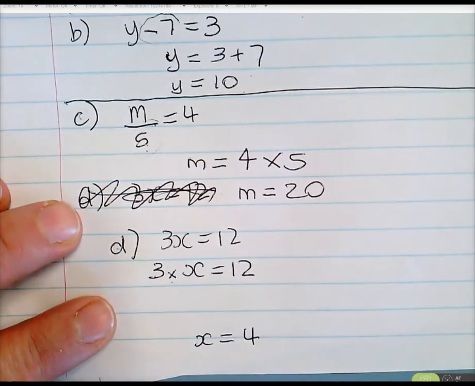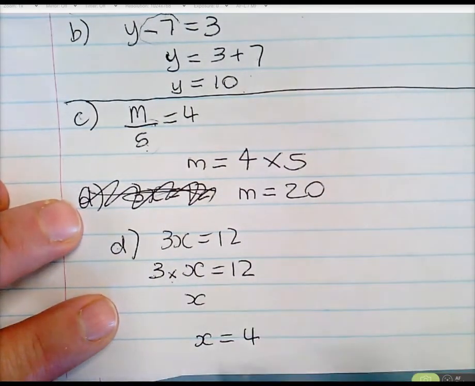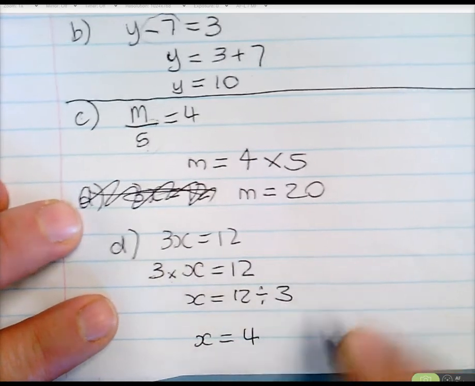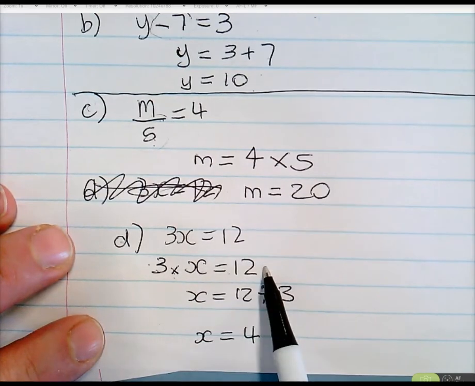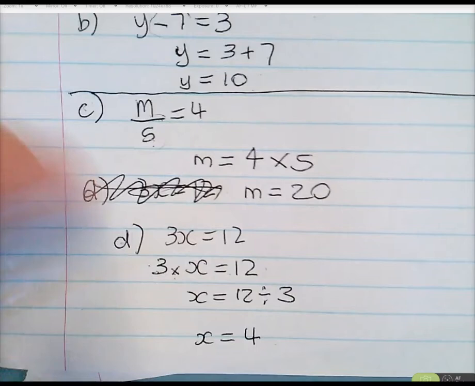But if you want to do it with proper working out, it's x times 3. What's the opposite of times 3? So it would be 12 divided by 3, which is 4. But girls, once you write it as 3 times x is 12, you can guess and just say x is 4. I'm happy for you to do that.